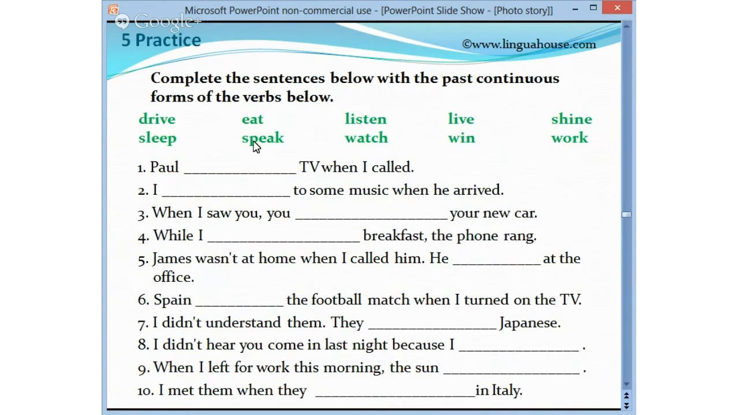All right. Now, we're going to do similar things. We're going to complete the sentences with the past continuous forms of the verbs. So the verbs are in green at the top of the page. Ruby, can you do number 1, please? Paul was watching TV when I called. Very good. And Tiago, number 2? I was listening to some music when he arrived.